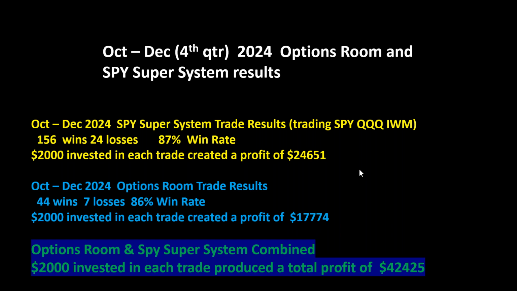But again, it depends on how you're managing these SPY super system trades and how much you're putting on them. I mean, I'm talking about 2,000 per trade. You know, some trades I only may take 1,000 because the day is choppy, and if it's a nice trending day, I might put 5,000 into one of them. It just depends.